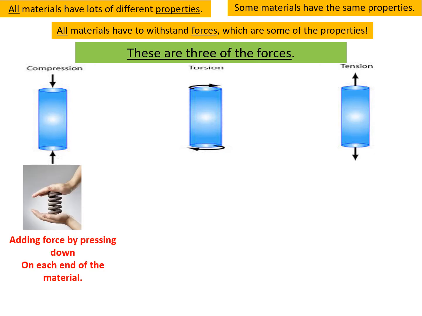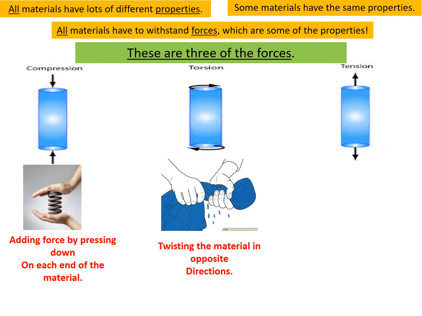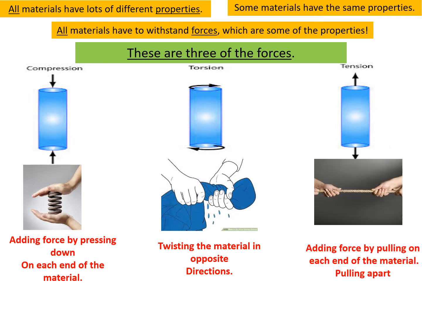Compression. This is adding a force by pressing down on each end of the material. Torsion. This is twisting the material in the opposite direction. Tension. This is adding force by pulling on each end of the material to pull it apart.